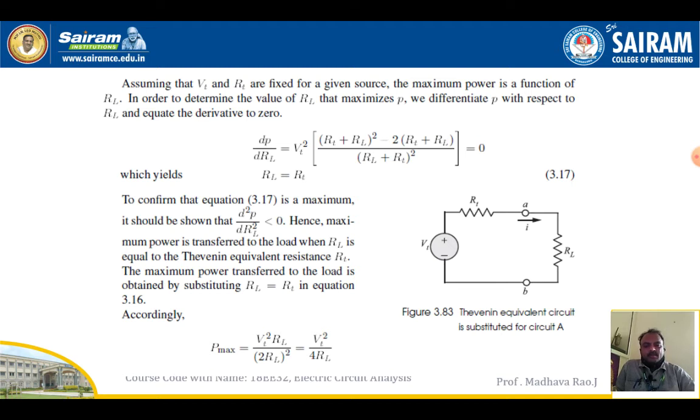So then P max is equal to Vt square into RL by 2RL whole square. That is equal to Vt square by 4 into RL, because the denominator RL and one numerator RL will cancel. So finally Vt square by 4 into RL. That is the relation of maximum power. So it is derived from the maximum power transfer theorem.